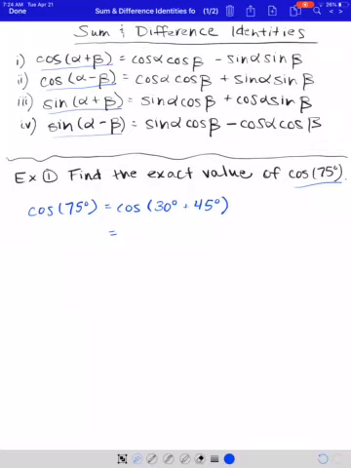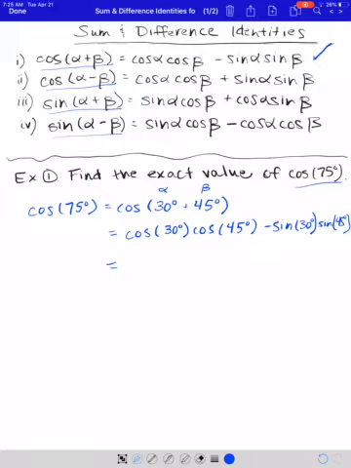Either way, we can now use one of our identities from above. And notice this first one is what is going to help us, cosine of alpha plus beta. So what we're saying here is alpha is 30 degrees, beta is 45 degrees, and now we're just going to plug into the right-hand side of our identity. So what we'll get is cosine of alpha, which is 30 degrees, times cosine of beta, which is 45 degrees, minus sine of alpha, so sine of 30 degrees, times sine of beta, so sine of 45 degrees.